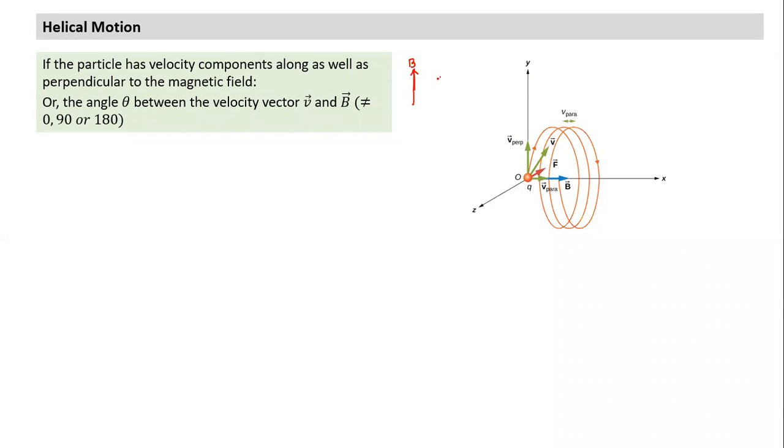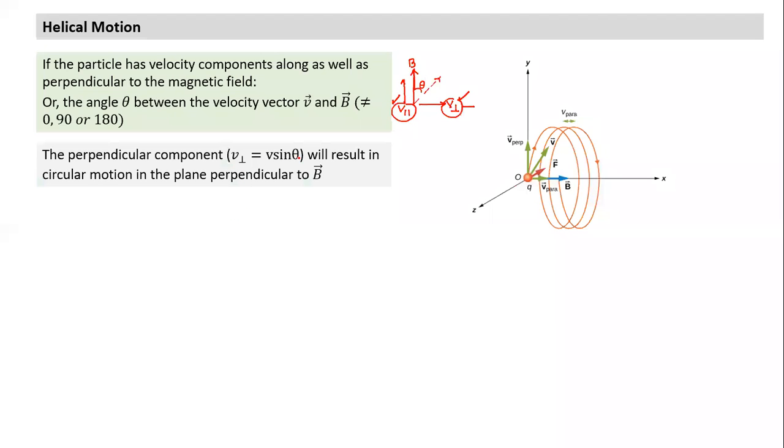But if velocity is at an angle to the magnetic field, which is neither 0, nor 90, nor 180 degrees, in that case it will have a component perpendicular to the magnetic field. It will also have a component parallel to the magnetic field. And this kind of combination leads to helical motion. Helical motion we split into two parts. This velocity component gives rise to circular motion, and this velocity component gives rise to axial motion, or motion along the magnetic field. For the circular motion, and for calculation of pitch, we take this velocity.